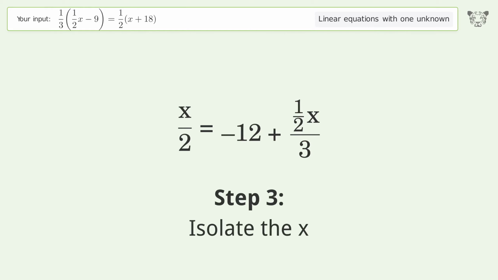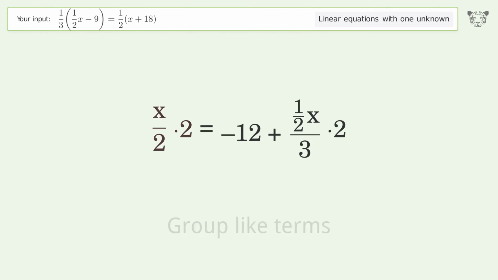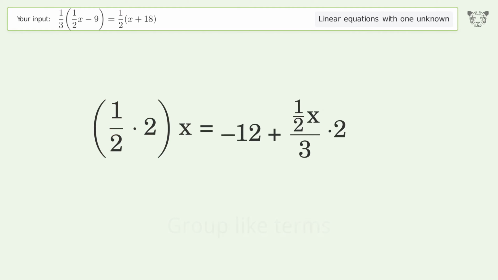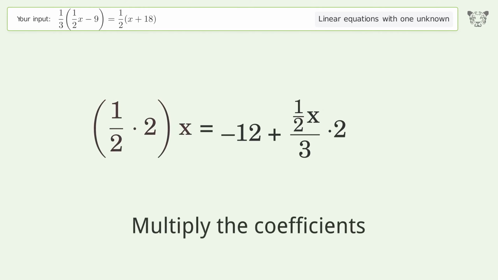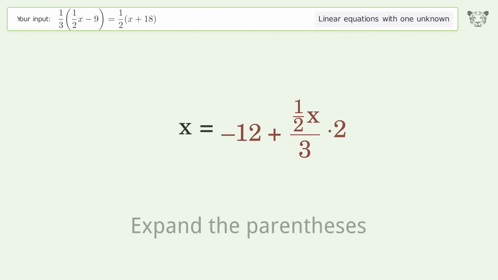Isolate the x. Multiply both sides by 2. Group like terms. Multiply the coefficients. Simplify the fraction. Expand the parentheses.